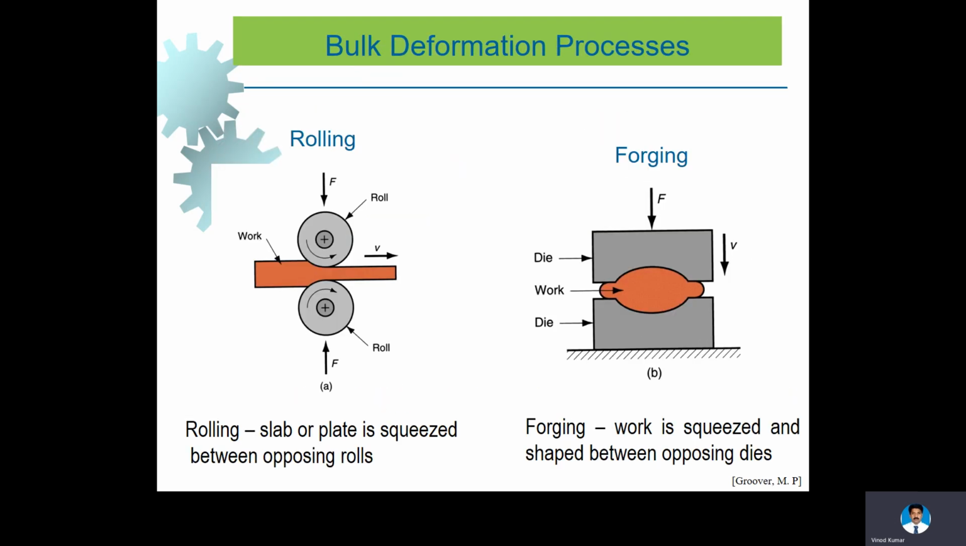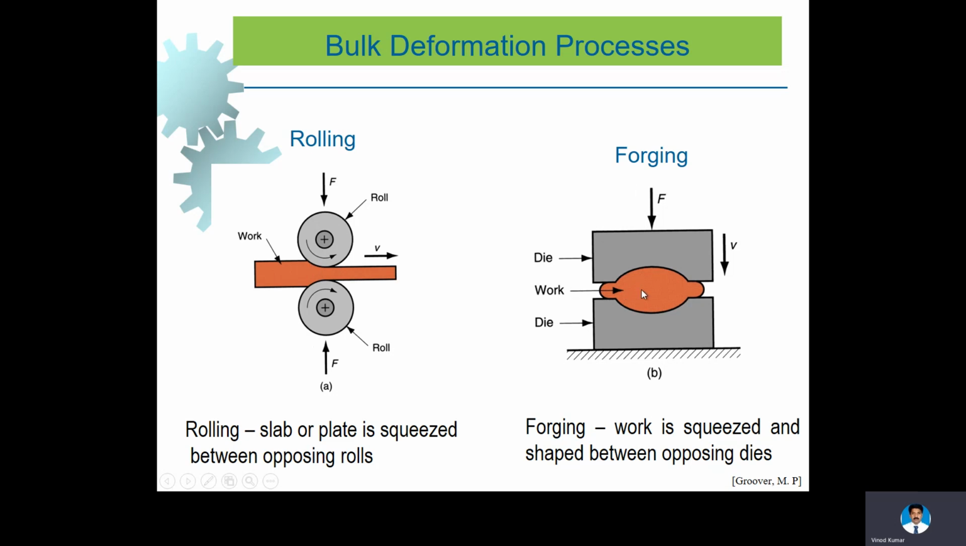Now, what are the bulk deformation processes? The first process we talk about is rolling. There are hardened rollers, and the workpiece is fed between the rollers. The rollers are rotating in opposite directions. When the workpiece is fed in between the rolls, the work material gets compressed and squeezed, and it crosses its yield strength, and a change of shape is produced because of that. This process is called the rolling process. So here we apply a compressive stress.